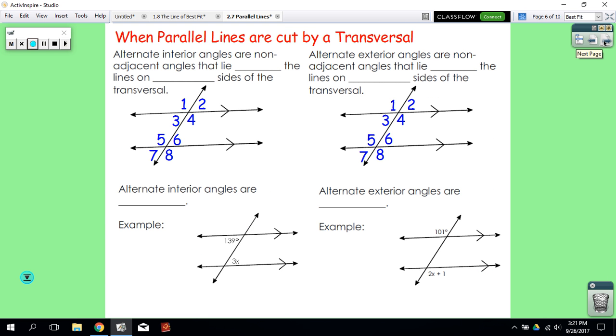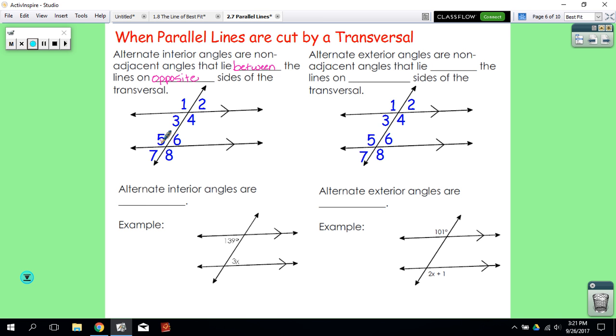All right, next thing we're going to talk about, alternate interior angles. Alternate interior angles are non-adjacent angles that lie between the lines, interior, on the same side of the transversal. Oh, I'm sorry, alternate, that lie on the opposite sides. My mistake. Sides of the transversal. So our alternate interior angles would be 3 and 6, 4 and 5.